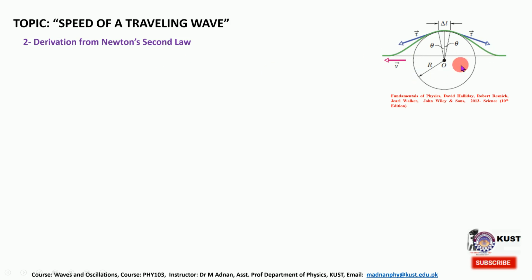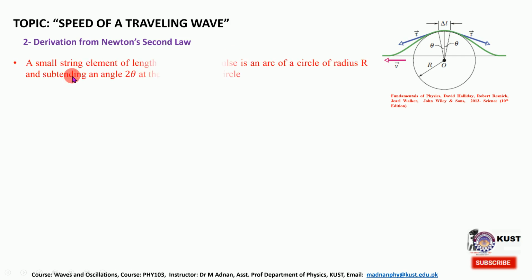To understand that, we have a portion of a sine wave, for example. This is just a small piece. Now this looks quite big, but actually this is a small piece. Now a small string element of length delta L, right? Within the pulse is an arc of a circle of radius r, subtending an angle 2 theta at the center of the circle.